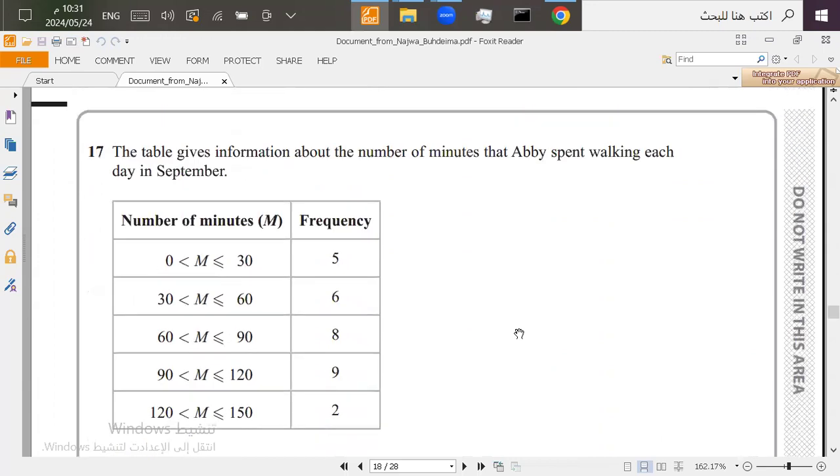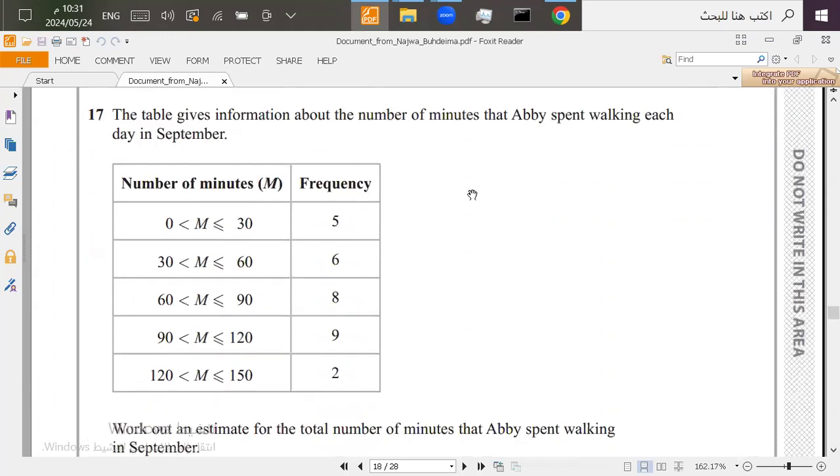Okay. So, as we said, this is the information about the number of minutes that Abby spent walking each day in September. So she walked each day in September. Work out an estimate for the total number of minutes that Abby spent walking in September. So this means an estimate for what? The mean? An estimate for the mean. So we're going to try to find the mean, but not the mean, because they didn't ask us for the mean. We're going to try to find an estimate for the minutes that she walked the whole time in September. So here I'm going to do it that way, okay?